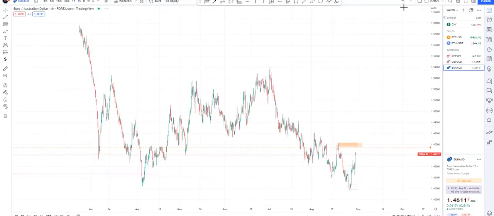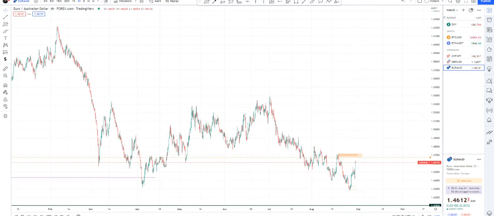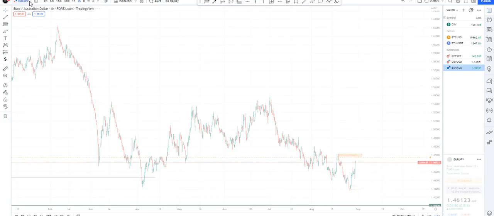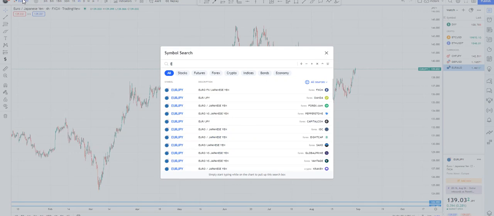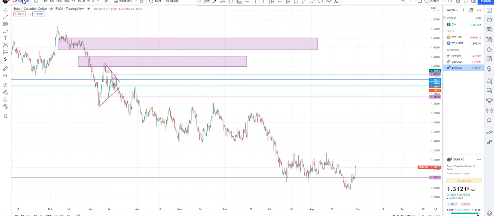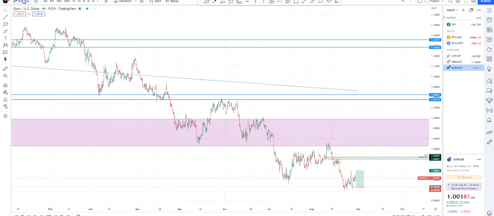So if you check, this is the Euro AUD chart. You can see it's bearish. If I check Euro JPY, there's a high likelihood that it will be bearish as well. Okay, it's actually bullish. Probably Japanese yen is weak. Let's say Euro CAD, you can see it's bearish as well. So if I go to Euro USD, you can see it's bearish as well.